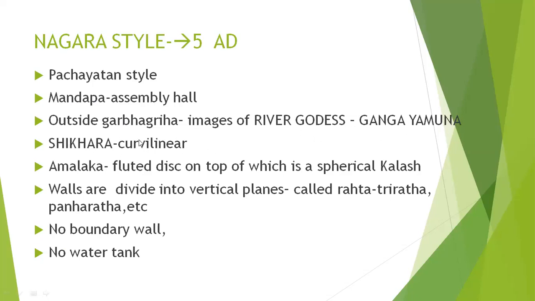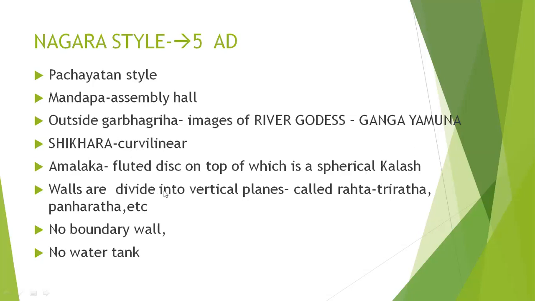The Shikhara is curvilinear in shape, a peculiar type of the Nagara style of architecture. Over the Shikhara, there is an Amalaka. Amalaka is a horizontal disc which is placed over the Shikhara, and it's a fluted disc. That means it has certain grooves, and over it there is a spherical object known as the Kalash.